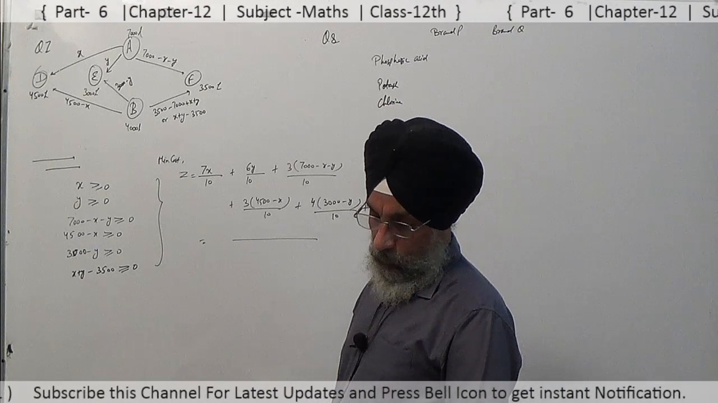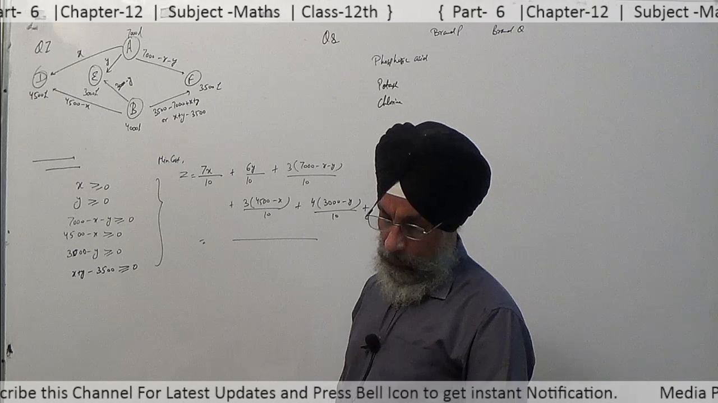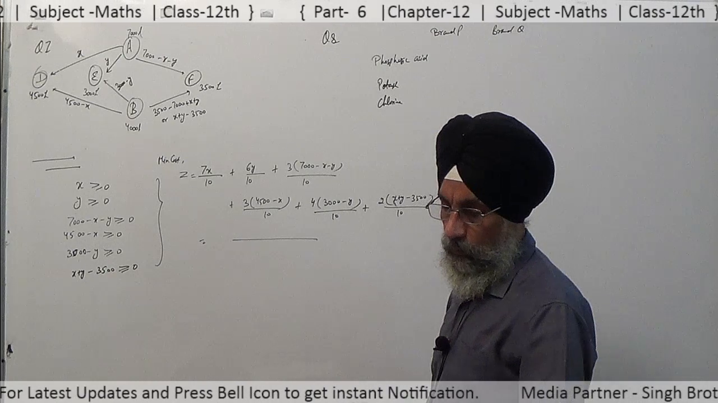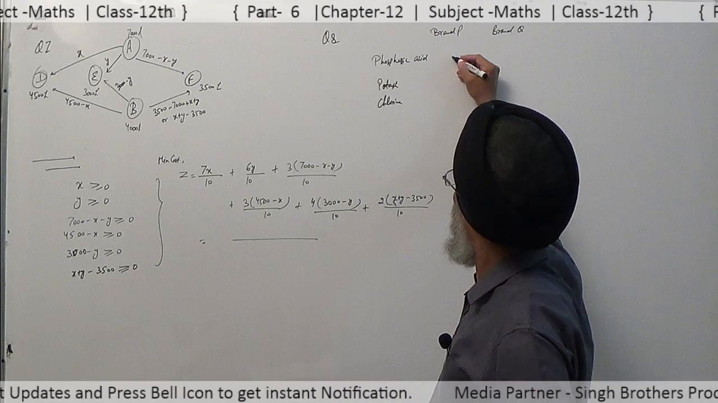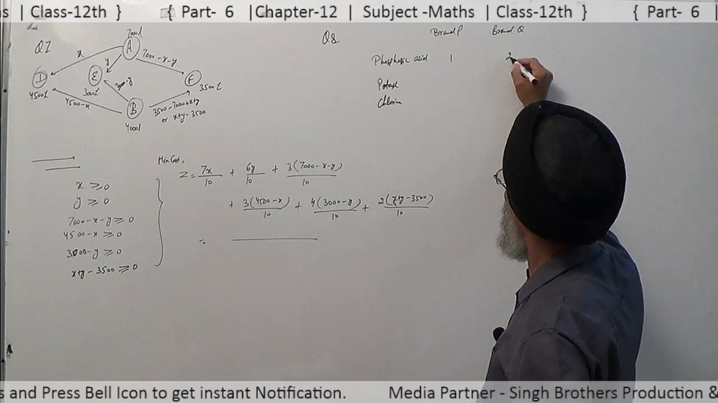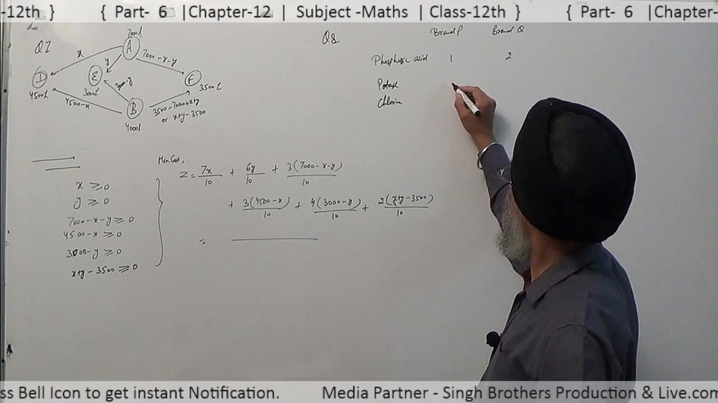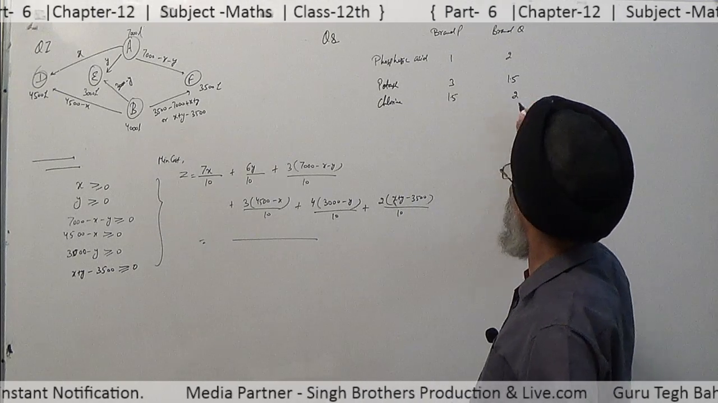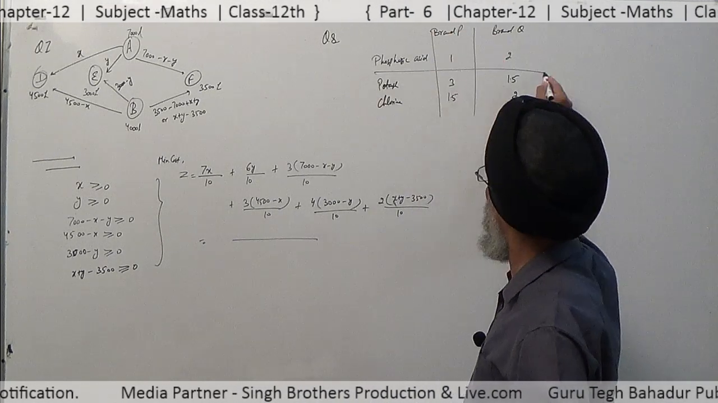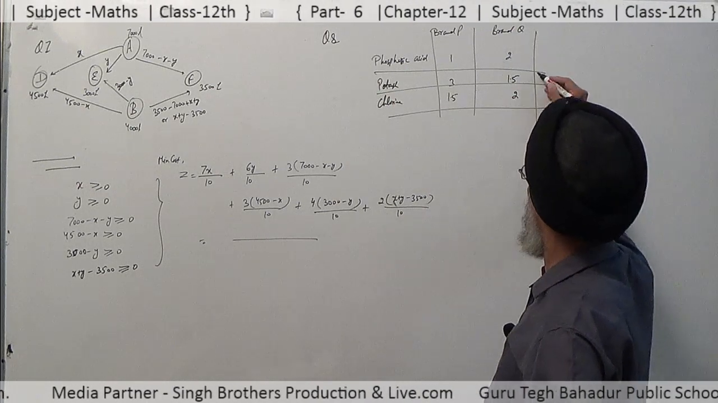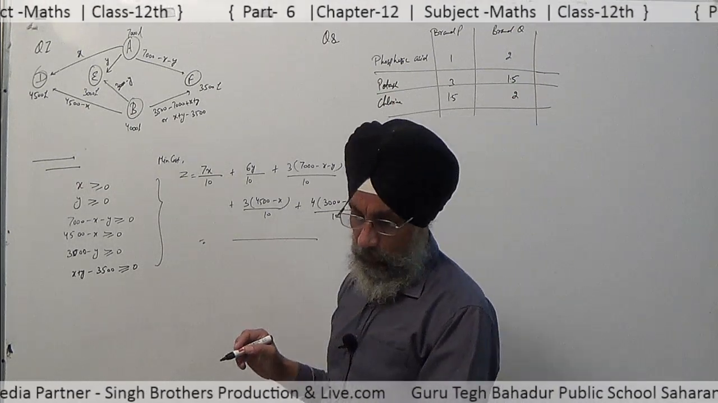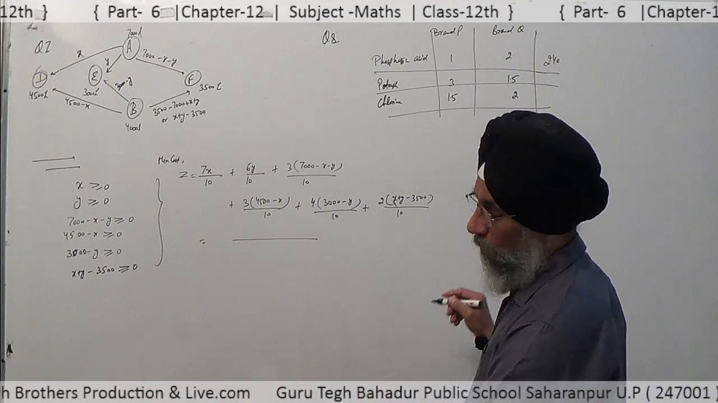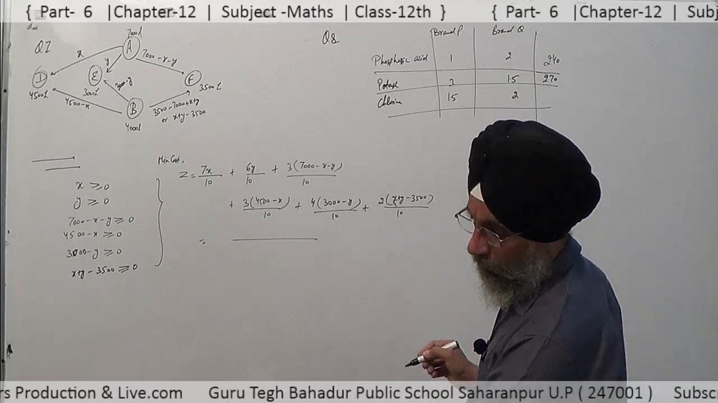So the requirement is 240 kg of phosphoric acid, 270 kg of potash. The table is given to us. For brand P, phosphoric acid is 1, and for Q it is 2; potash is 3 for P and 1.5 for Q; chlorine is 1.5 for P and 2 for Q. Total phosphoric acid required is at least 240, potash at least 270, and chlorine at most 310.